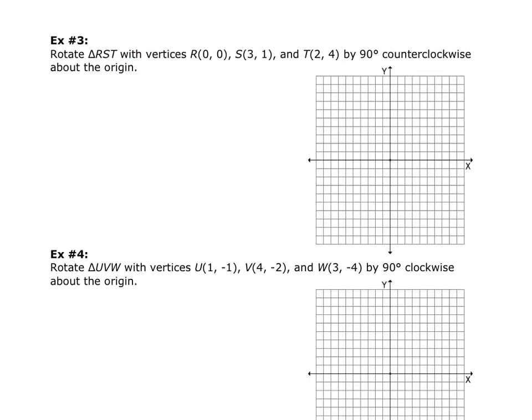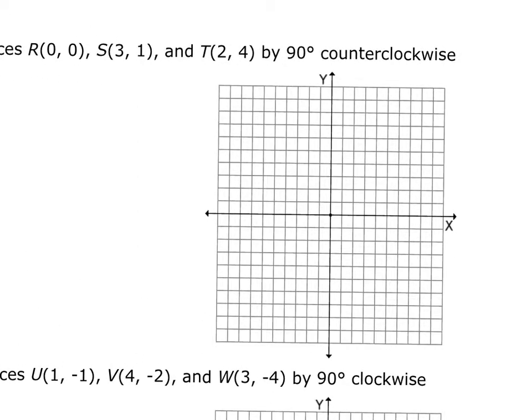All right. Okay, so this number 3 says rotate triangle RST with vertices 0, 0, 3, 1, and 2, 4 by 90 degrees counterclockwise around the origin. So let's go ahead and graph our points first. We know that we have 0, 0. We have 3, 1. And we have 2, 4.